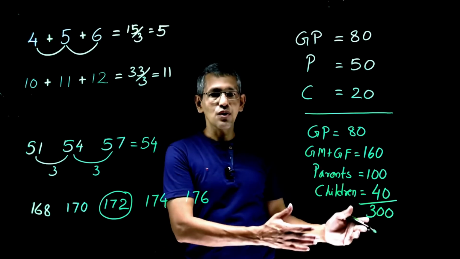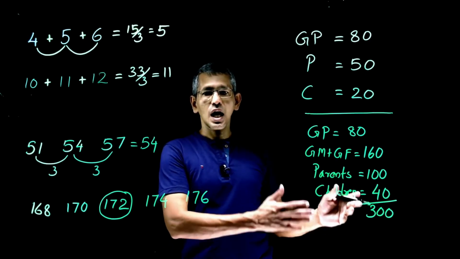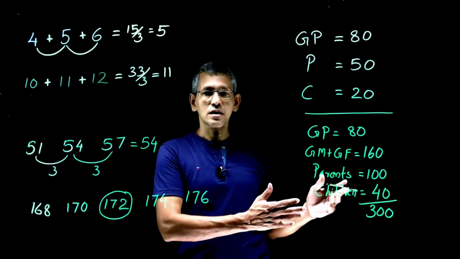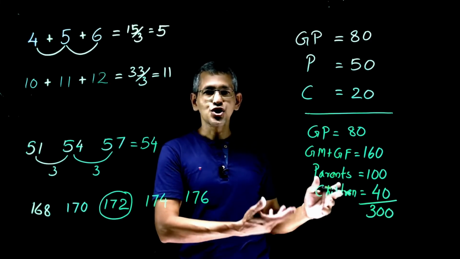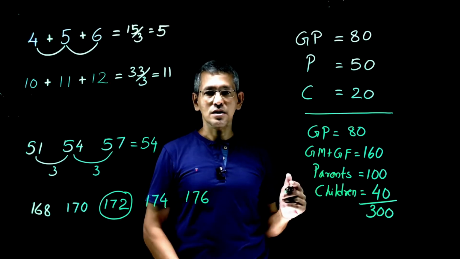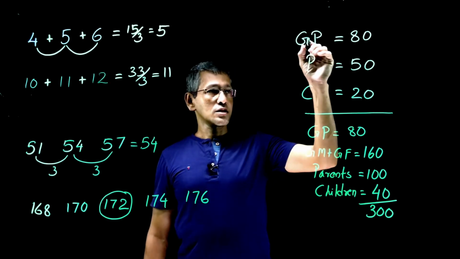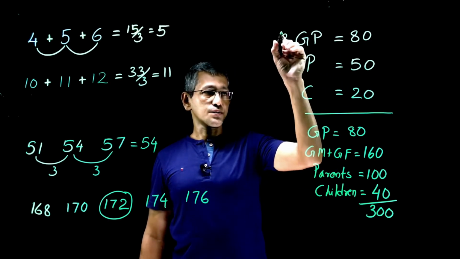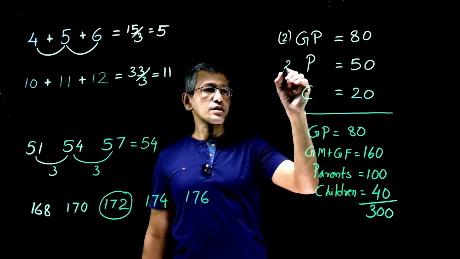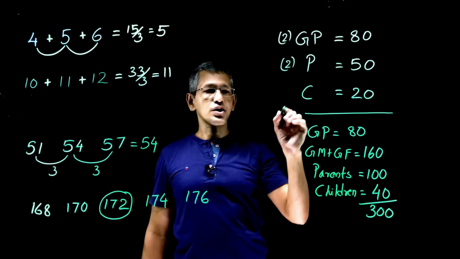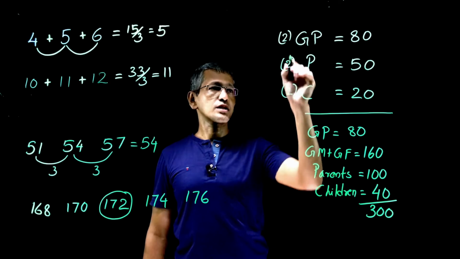Well, you have to do all this kind of calculations and you have to spend time on that. Do we have a shortcut method here? Think about it. So look at it. Grandparents, how many are there? 2. Parents, how many are there? 2. And children, how many are there? 2. So it is equal number, right?